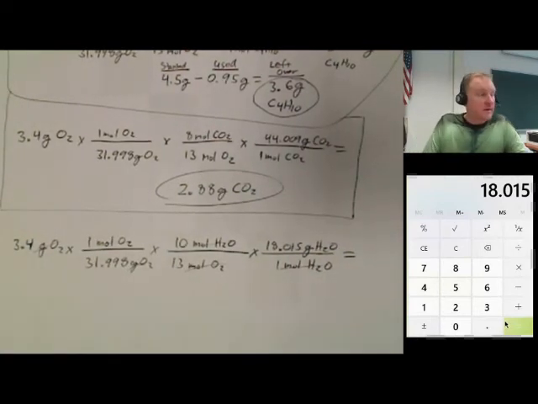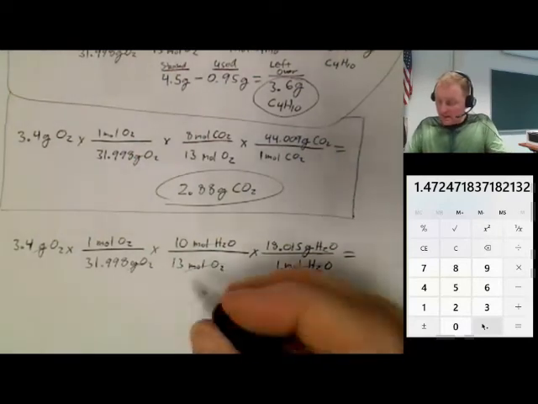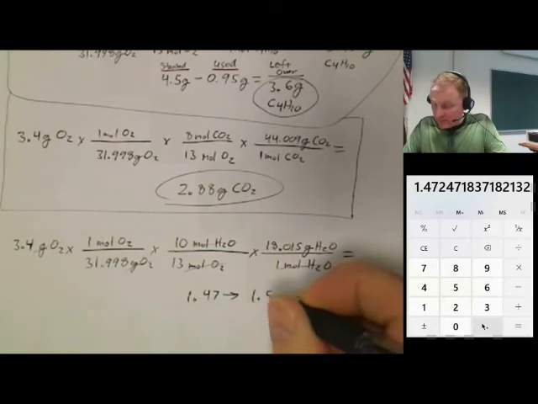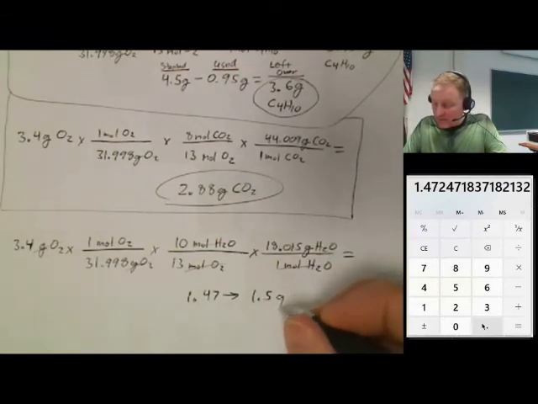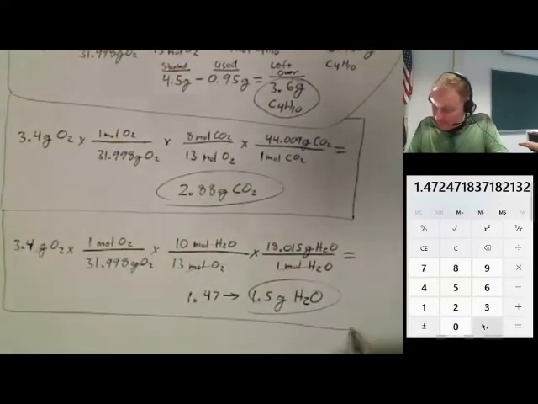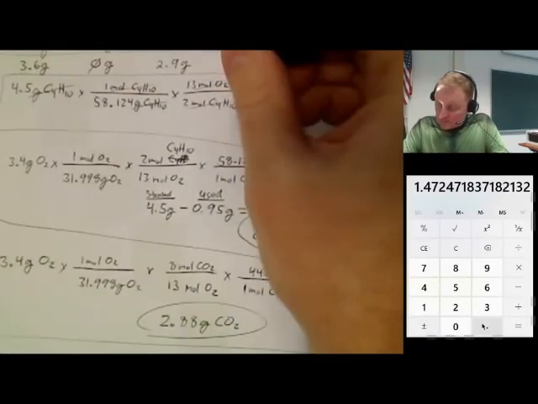Grams of oxygen, moles of water, or in grams of water. So let's solve this one here. 3.4 divided by 31.998 times 10 divided by 13 times 18.015, and I get 1.47, which would be 1.5, I'm rounding off here guys, 1.5 grams of water. So 1.5 grams of water up here.